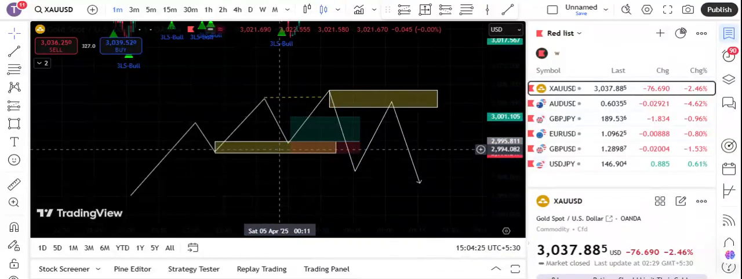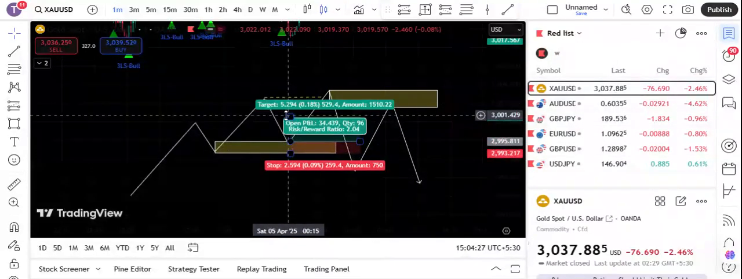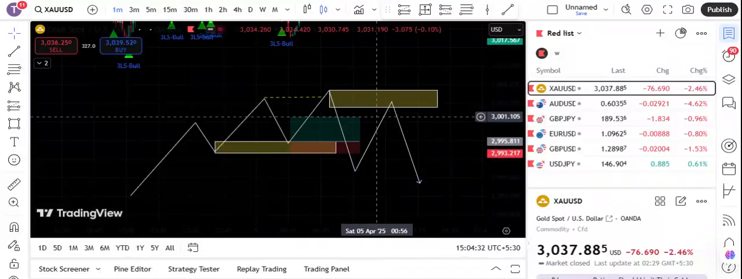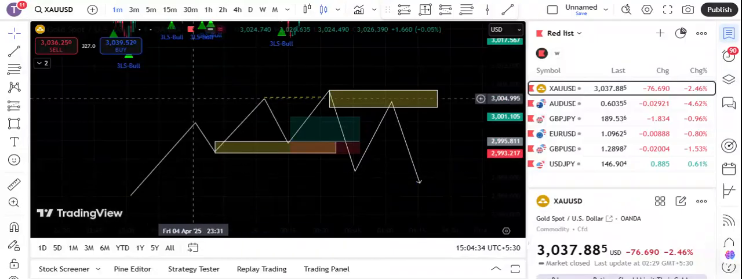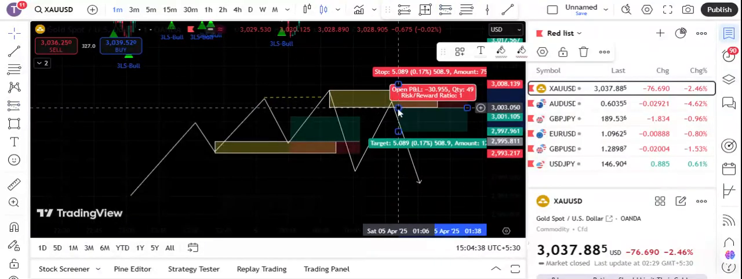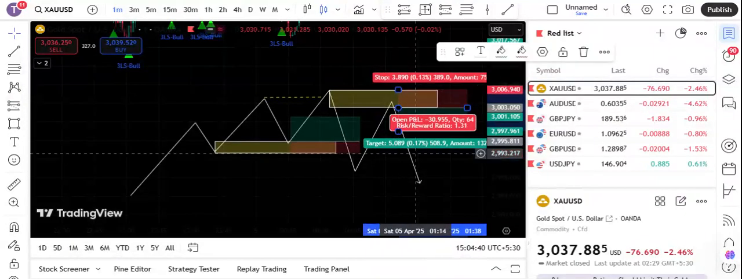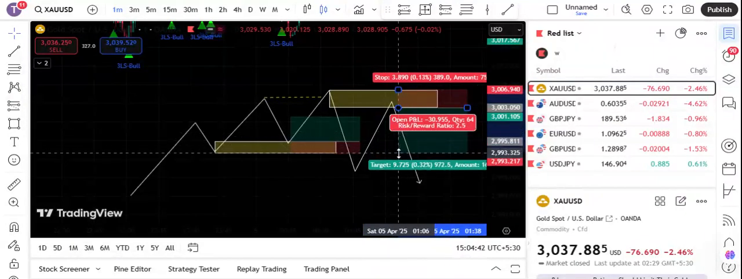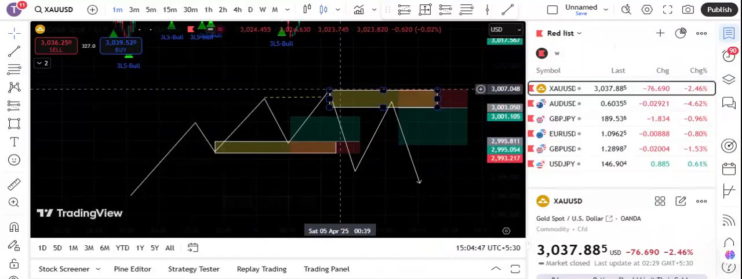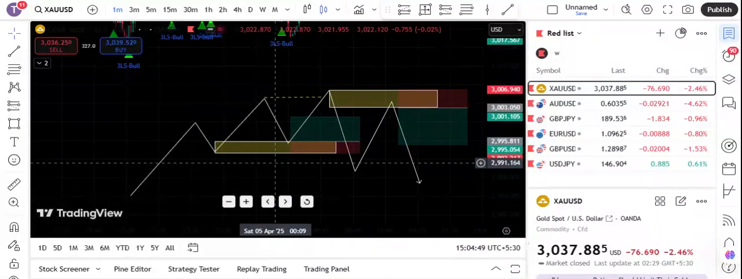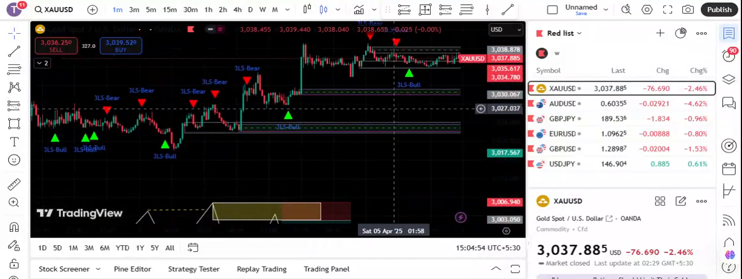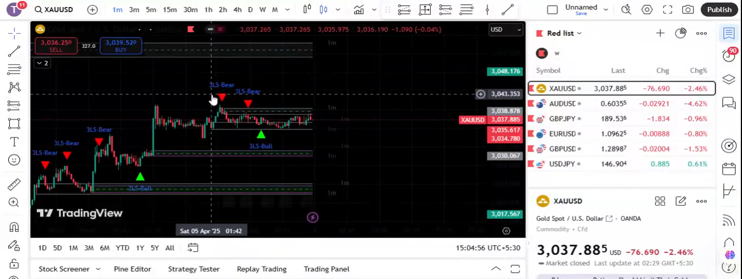I'll book half of the position out at this 1 is to 2. Okay. Similarly, from here, my supply zone, my entry will be here, my stop loss will be here, and I'll be targeting 1 is to 2. So this is the way we are gonna trade. Now these supply and demand zones have been marked by our indicator.